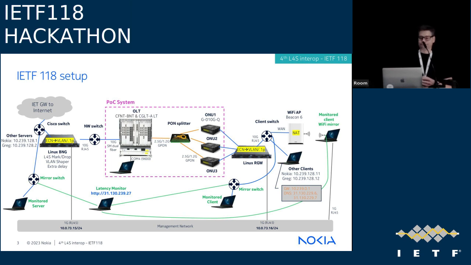Here's our network setup. So with the PON system in the middle, GPON system and ONUs, and then the ability to attach clients and servers to the network, as well as to connect to servers that are outside of the local environment here out on the internet. And then we have the ability to, at vantage points on either side of the network bottleneck, capture traffic and analyze the behavior of the L4S congestion controller, including throughput and latency, packet latency, and CE marking, and statistics on those attributes.